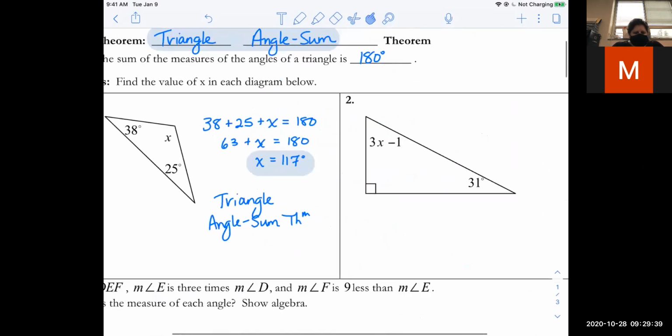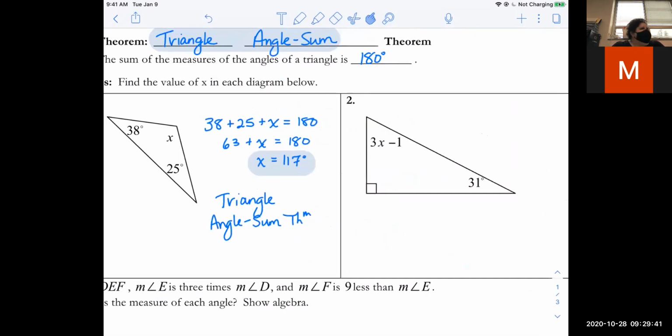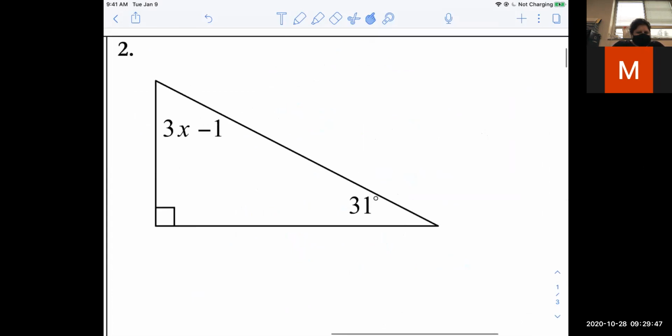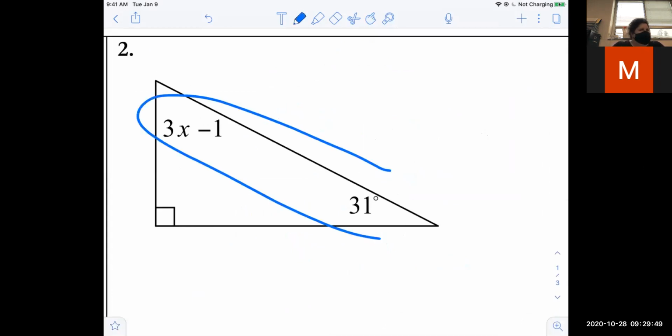All right. For the second problem, one option is to add all the angles to 180. What is another option? What if you just look at those two angles? What is their relationship? Jake, you looked at me. You didn't say anything. Okay, Diamond. They have to equal 90, right?